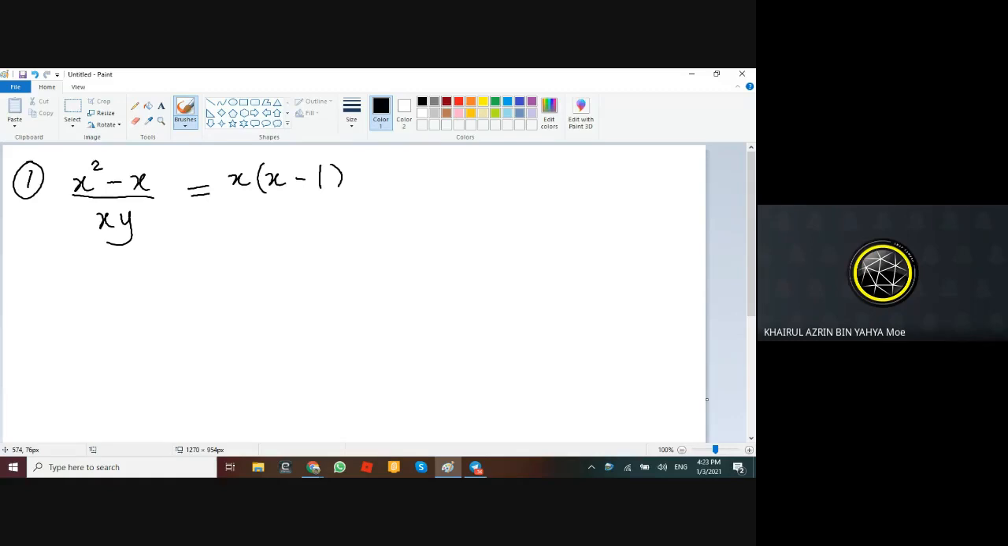Should be 1. Okay. This one is only for checking. Let us multiply this one. We expand. What does it become? So it will be x squared minus x. Same with this one. Okay, you can see, this one is only for checking.